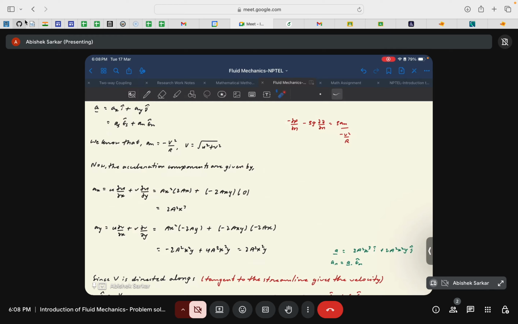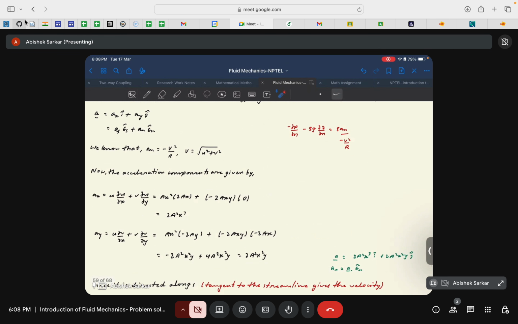Okay, the component will obviously be the same. The direction of the acceleration will differ. If you consider centripetal, it will be in the inward direction. If it is centrifugal, it will be in the outward direction.